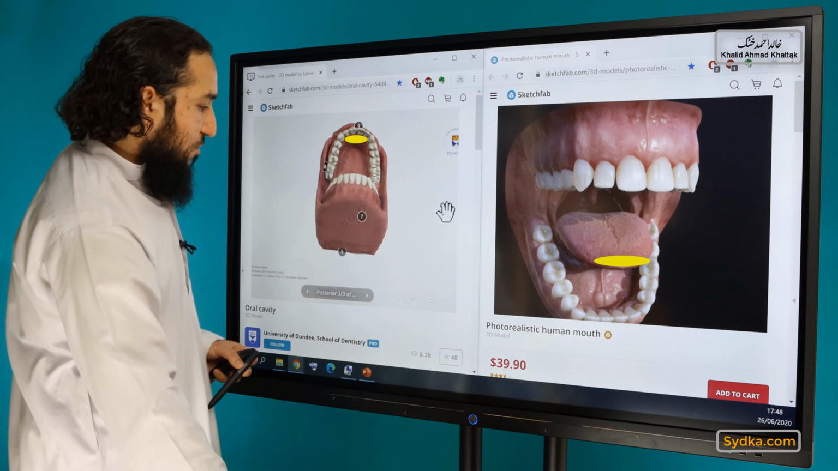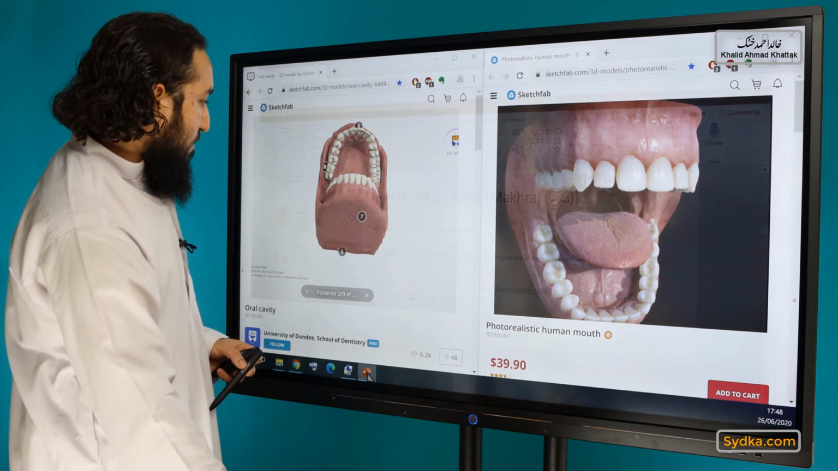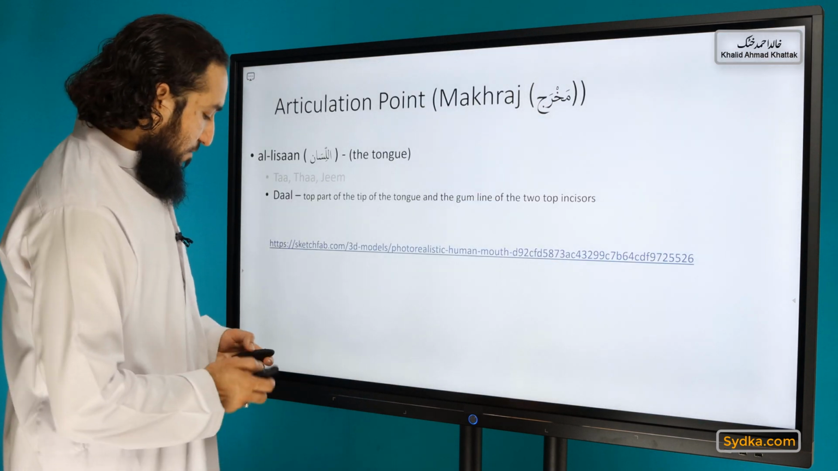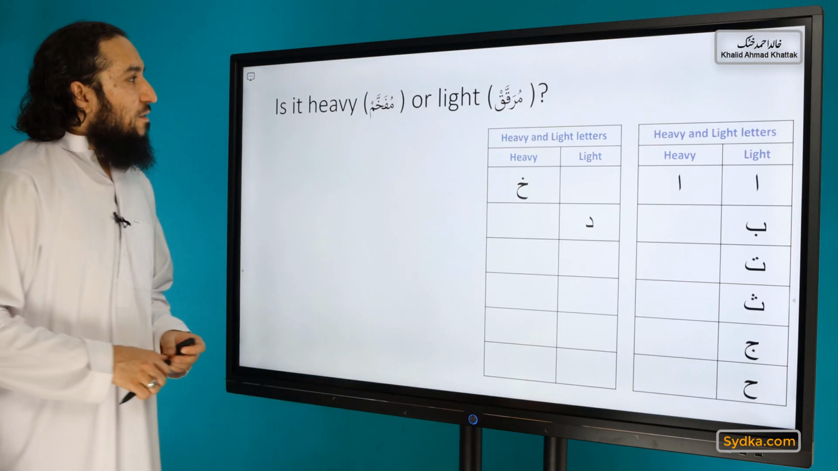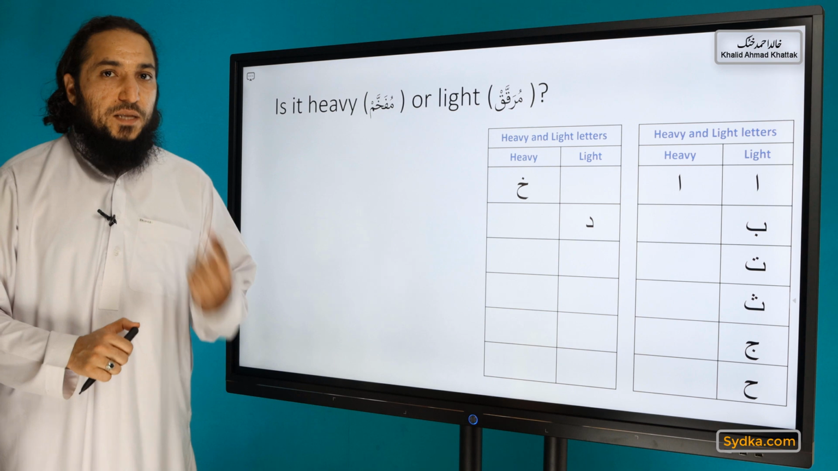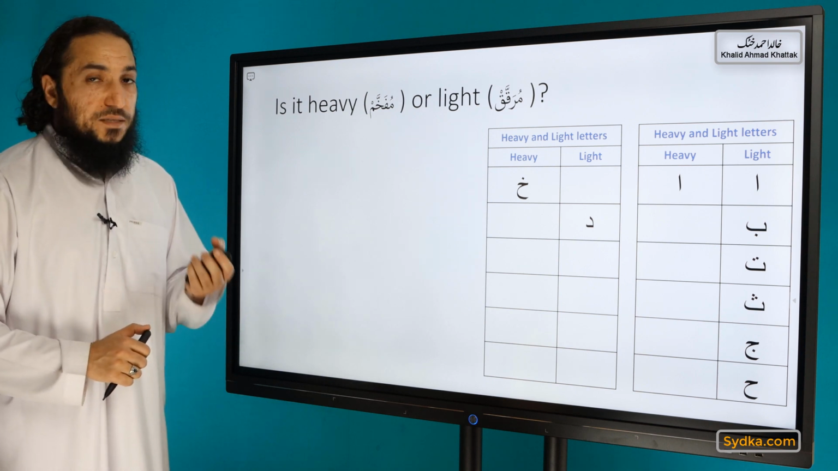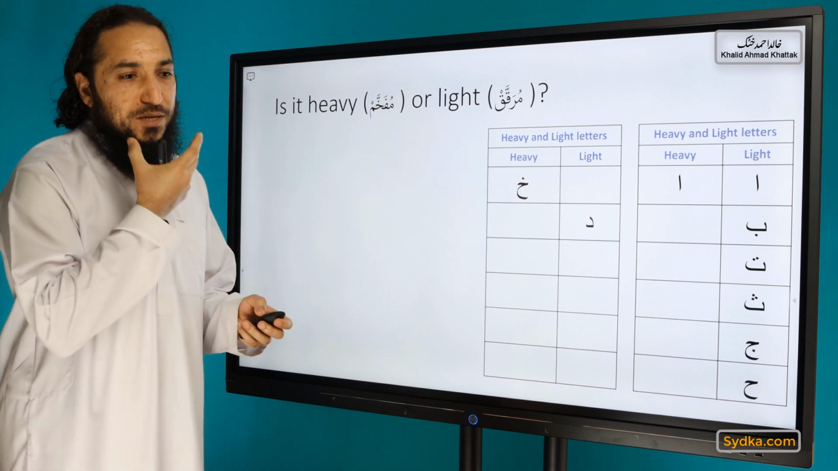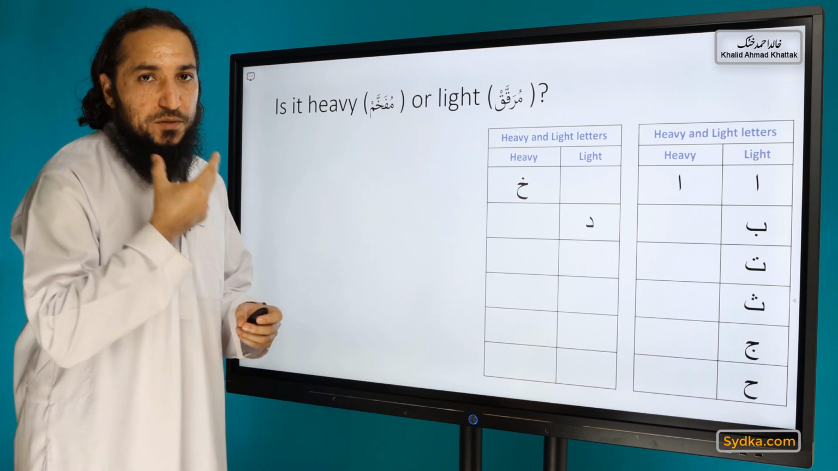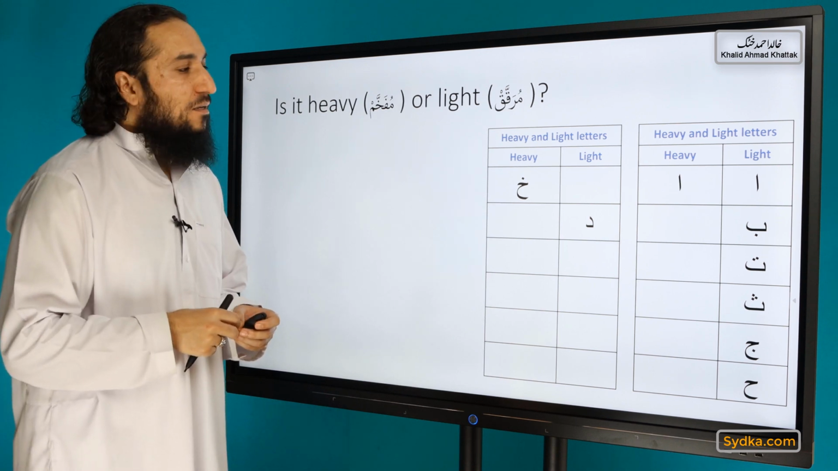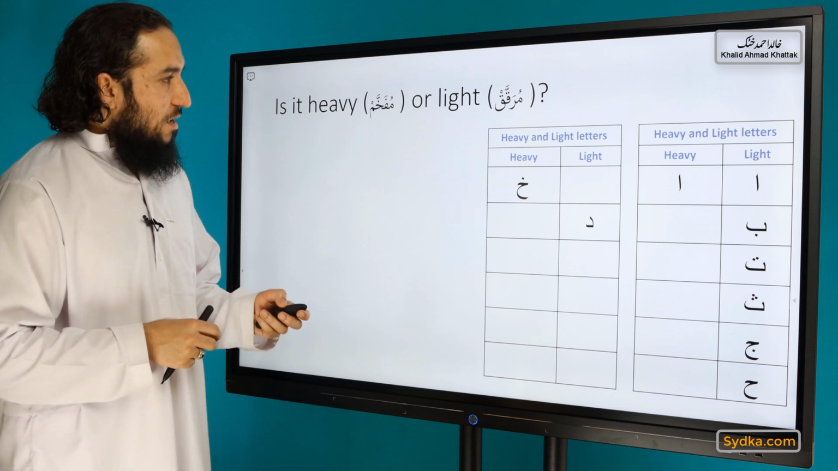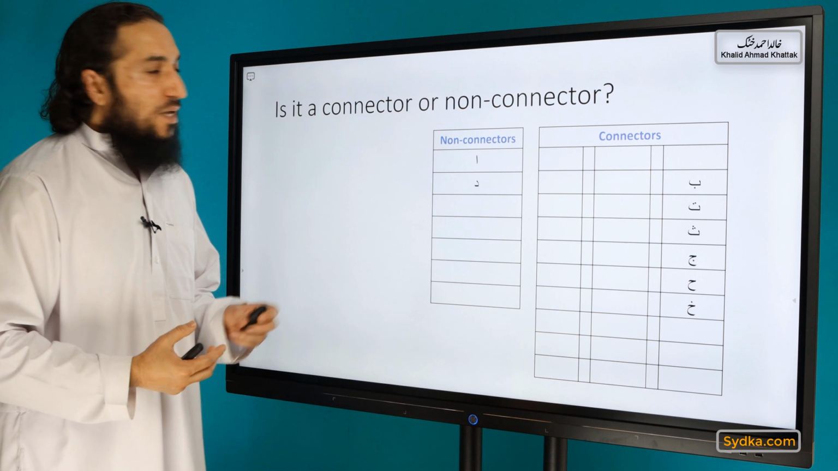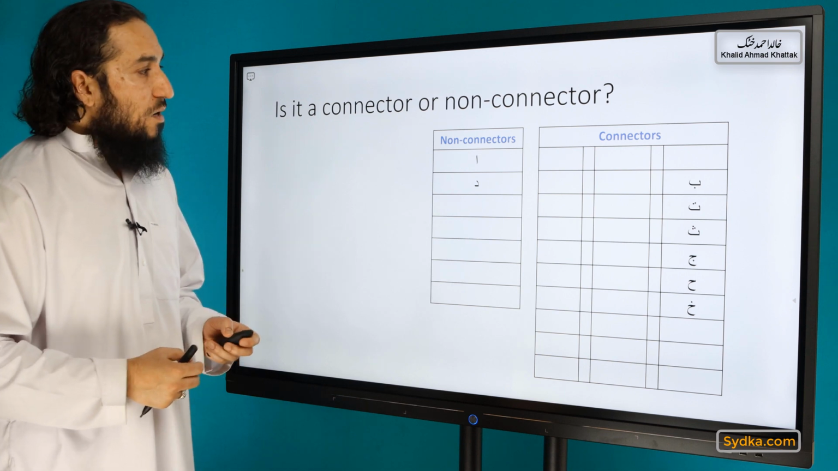Back to the slide. So is it a light or heavy letter? It is a light letter, and when we are pronouncing Dal, our mouth and lips remain flat. Dal. And is it a connector or non-connector? It is a non-connector. Why?